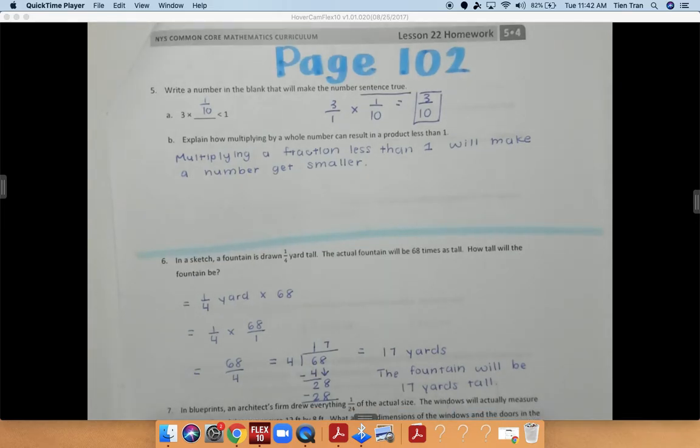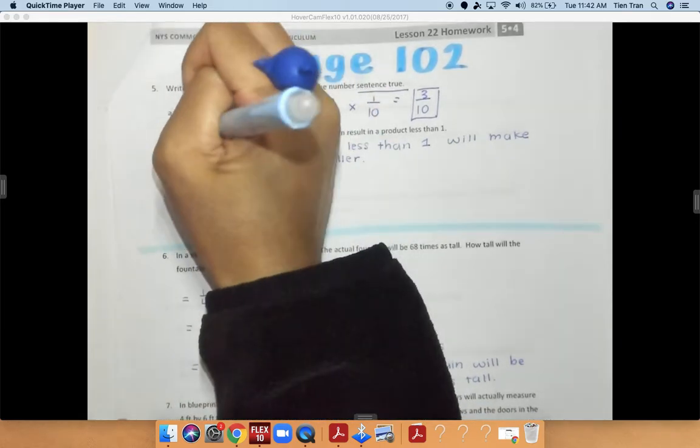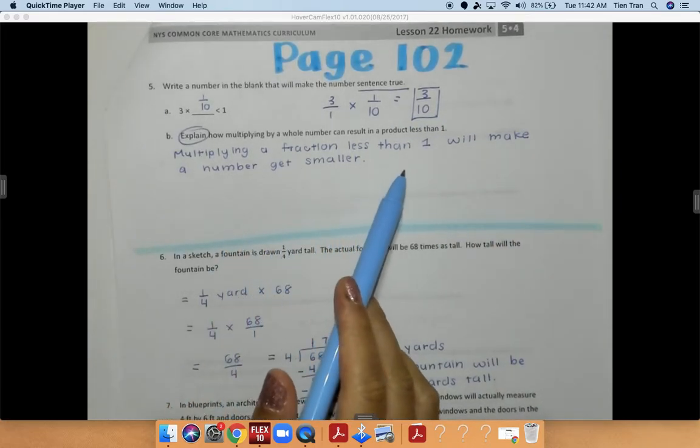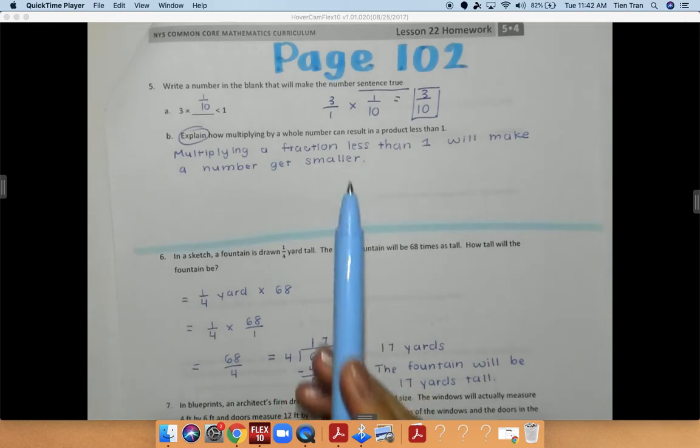Now, they want me to explain. Explain how multiplying by a whole number can result in a product less than 1. Multiplying a fraction less than 1 will make a number get smaller.